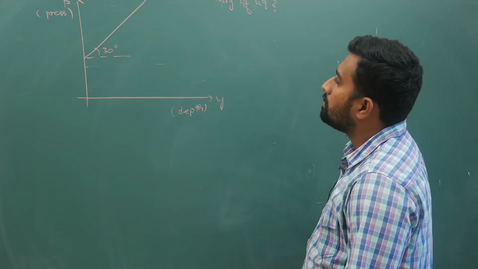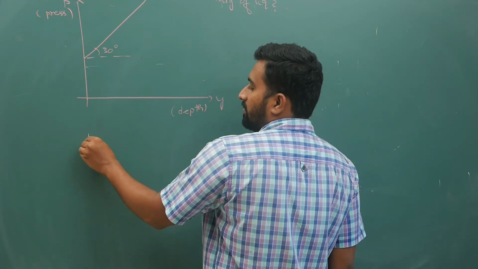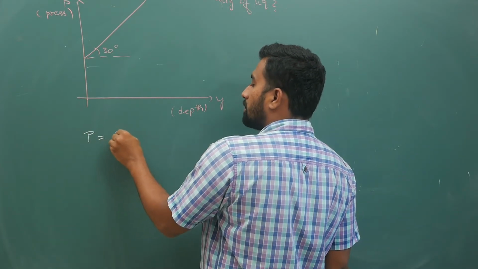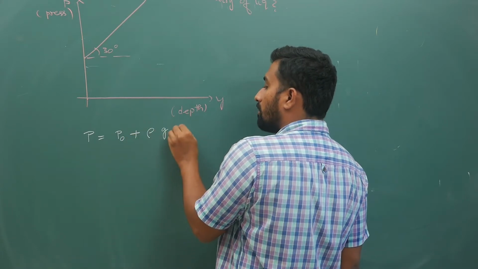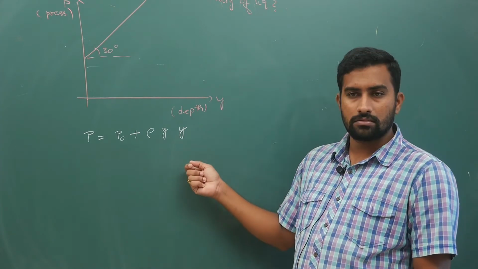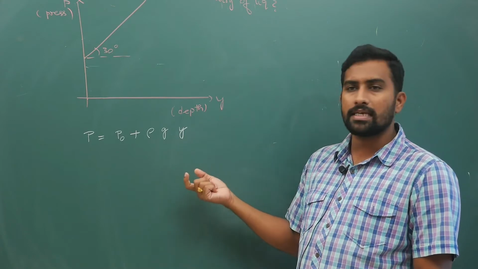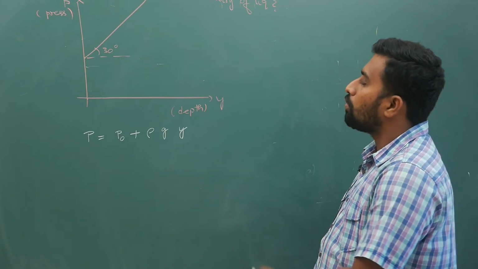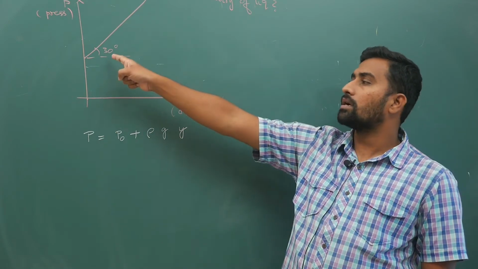Now the answer for this part: we know that pressure with respect to depth is P naught plus rho into G into Y, that is P naught plus H rho G. With respect to depth for a liquid, it varies linearly like this. Now what graph is given? A P versus Y graph is given. Out of this, what is known?